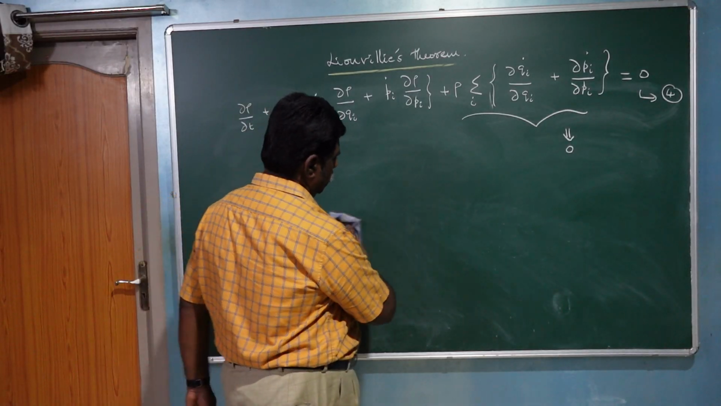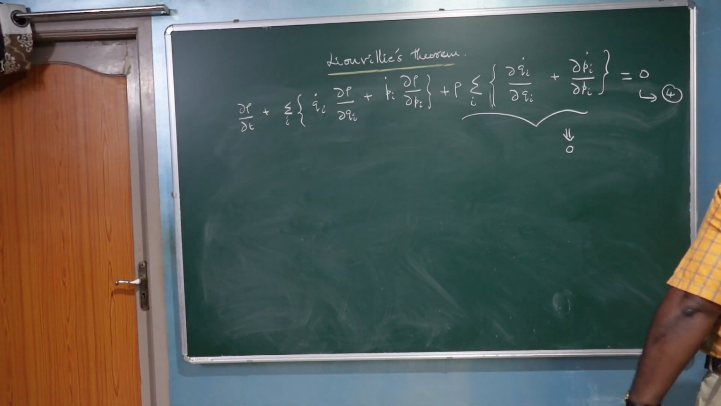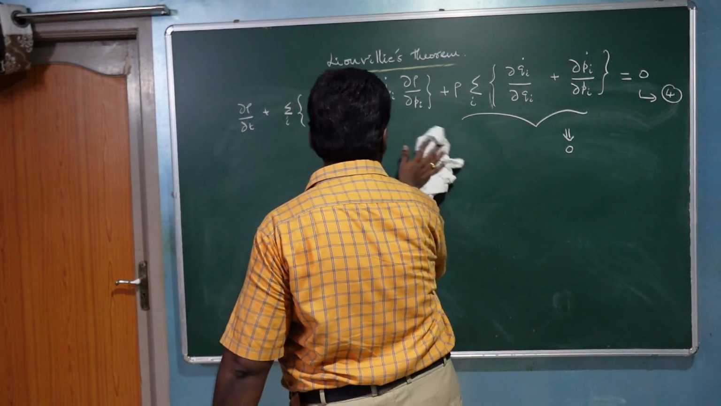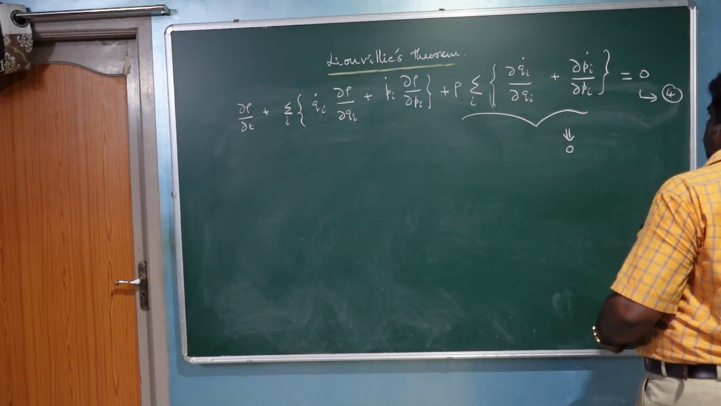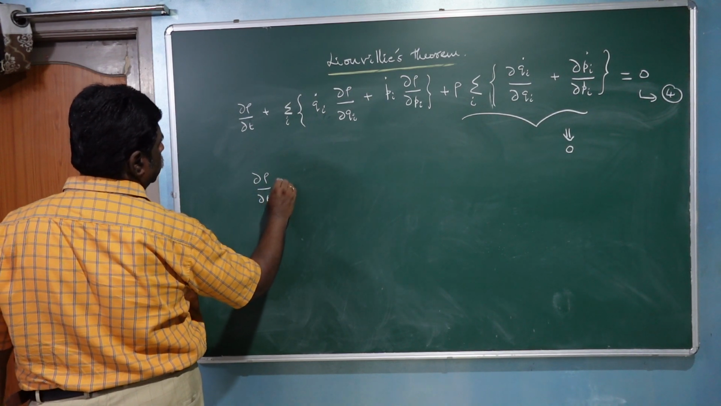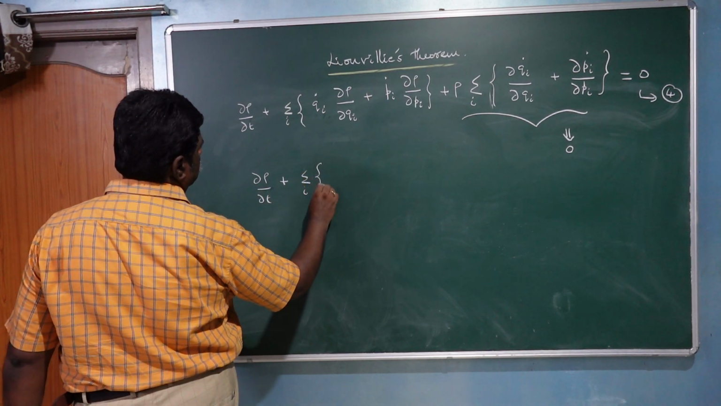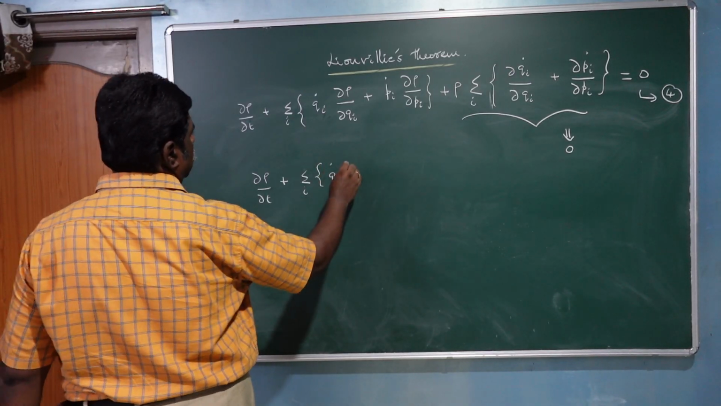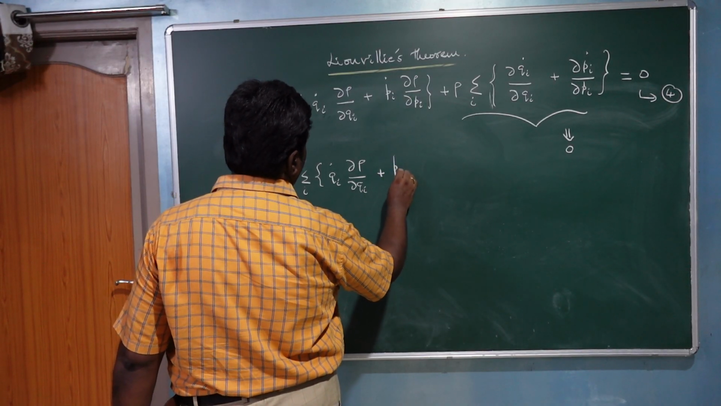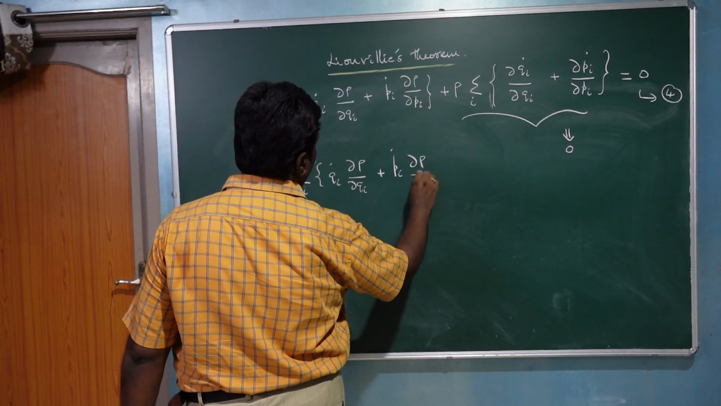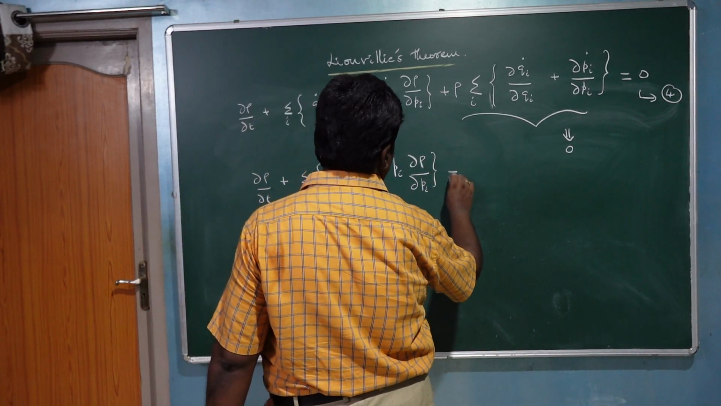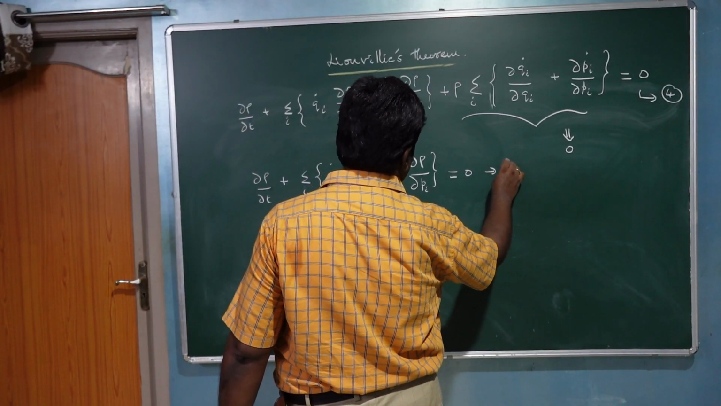Now, see here. Suppose the last term is vanished. Now we may write dou rho by dou t plus summation over i of qi dot dou rho by dou qi plus pi dot dou rho by dou pi equal to 0. This is equation number 5.